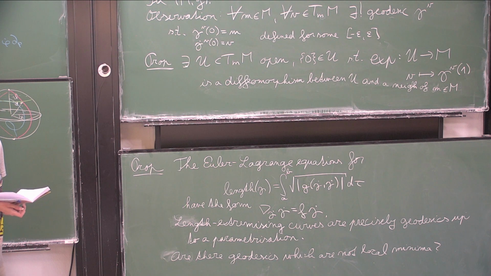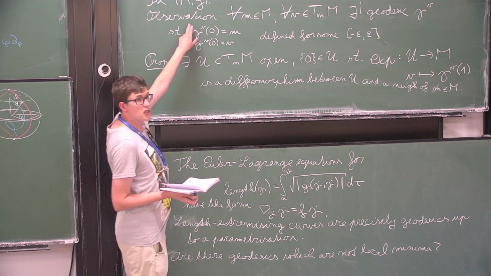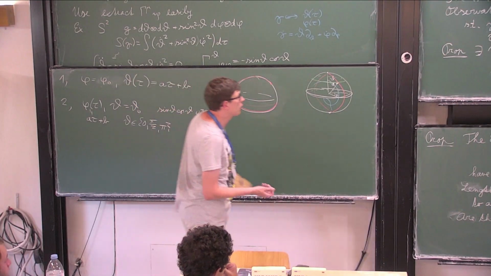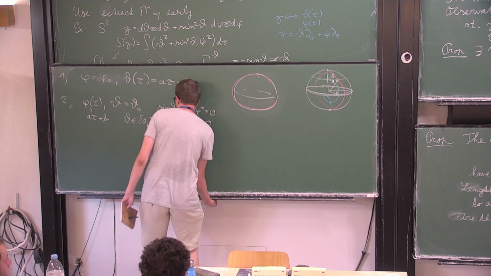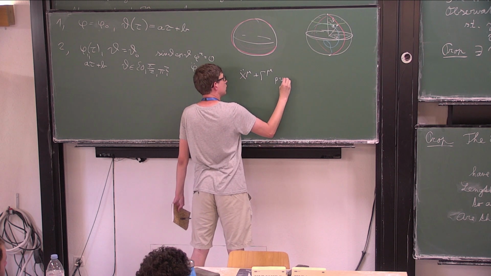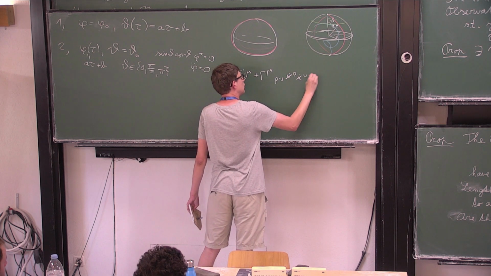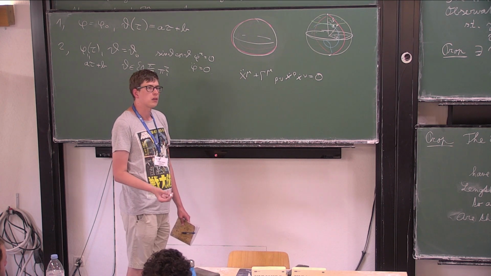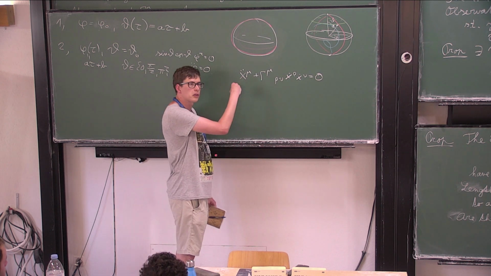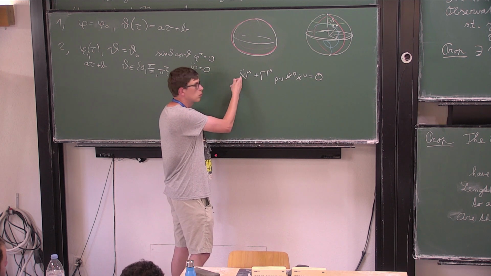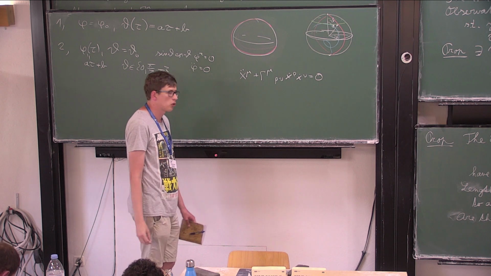Yes? Can you repeat why there exists a unique geodesic with those properties? You mean why the observation is true? Yeah. Well, the geodesic equation looks like this. I think you can just use the usual ODE theory, where you reduce this to a set of first order ODEs, and because there is no singularity, it should exist by that.